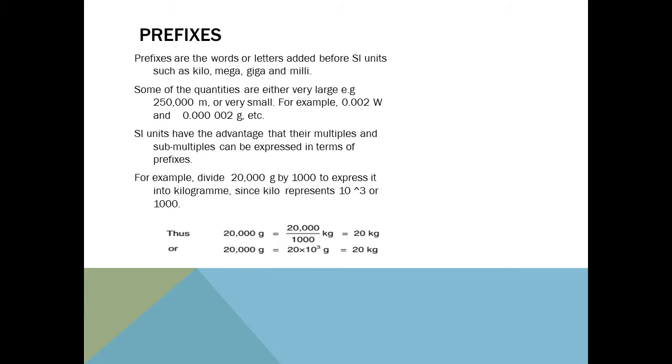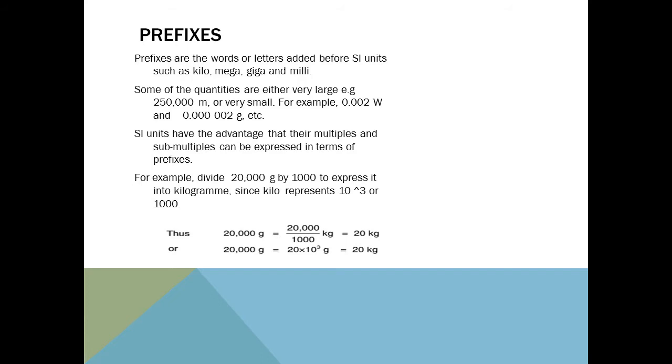Now we have prefixes. Prefixes are the words or letters added before SI units such as kilo, mega, giga and milli, etc. Some of the quantities are either very large, for example, here we have 250,000 meter, or some are very small, for example, 0.002 watt or 0.000002 gram, etc. SI units have the advantage that their multiples and submultiples can be expressed in terms of prefixes.